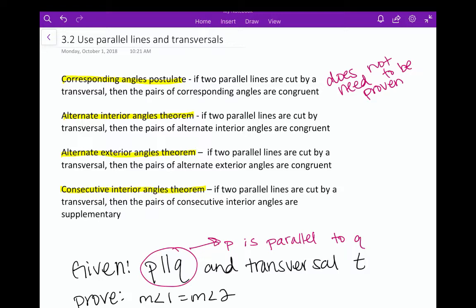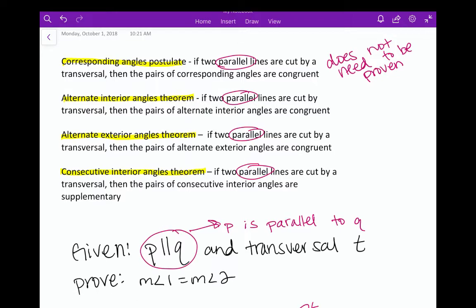Alternate interior angles theorem says if two parallel lines, so notice the key here in all of these is that we're talking about parallel lines, not just any two coplanar lines. They have to be parallel. If two parallel lines are cut by a transversal, then the pairs of alternate interior angles are congruent. So we're going to prove that in a second.